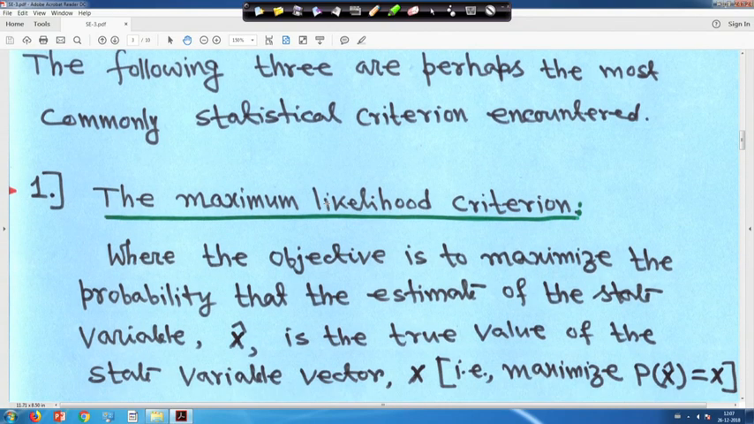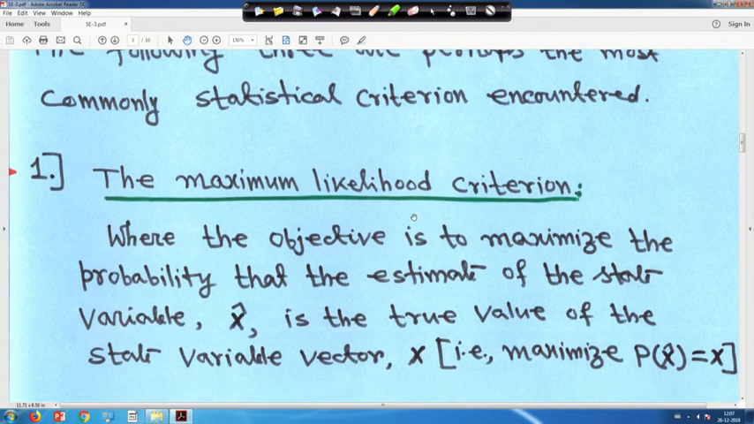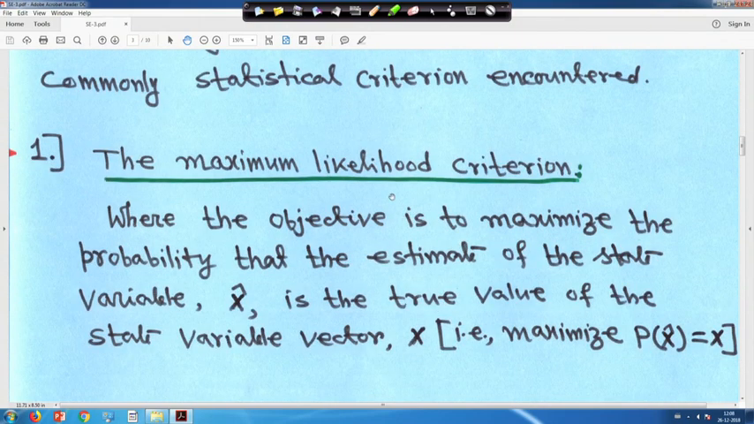Number 1 is the maximum likelihood criterion. Maximum likelihood means probability, where the objective is to maximize the probability that the estimate of the state variable, x cap, is the true value of the state variable vector x, that is maximize p of x cap equal to x. This is the maximum likelihood criterion.